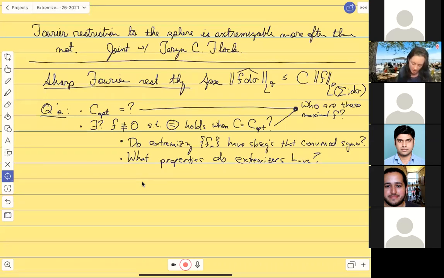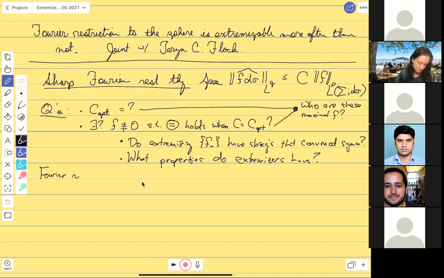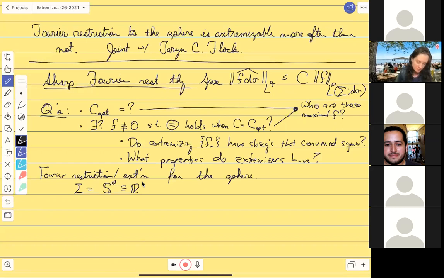So today we'll focus on these questions in the case of the Fourier restriction and extension operators for the sphere. And so here, just to fix the notation, we have sigma equal to the d-sphere in R^(d+1), and d sigma is the natural surface measure.